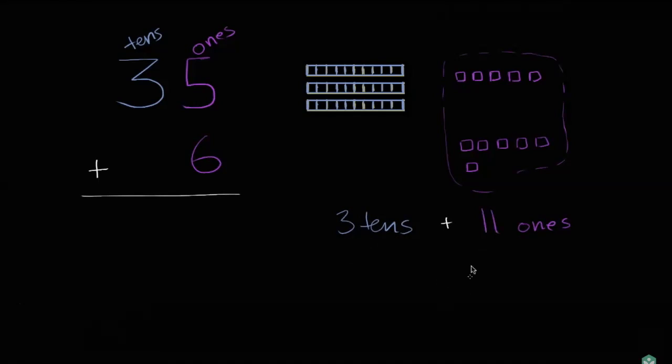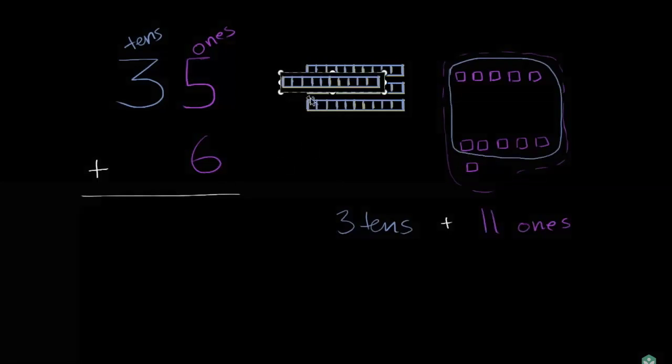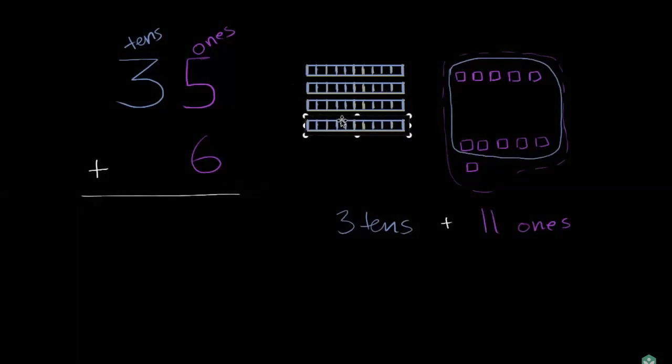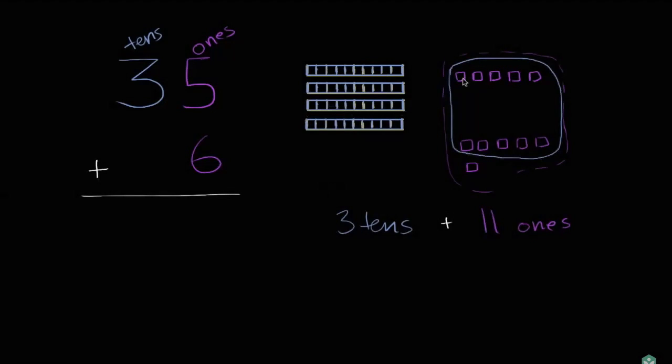Well, I can regroup. I could say, look, I have enough ones here to create a group of 10. I could take 10 of them. So let's take these 10 right over here and put them together and make a new group of 10. So a new group of 10 right over there. Just to be clear what I just did, I took these 10 ones, stuck them together, and turned it into this new group of 10.